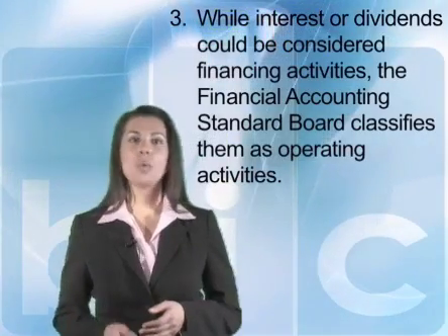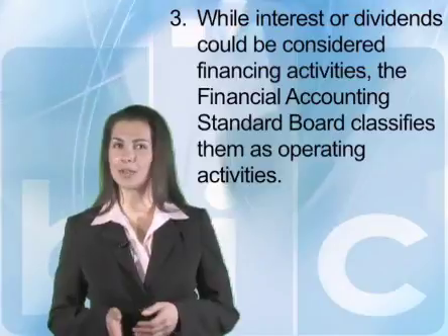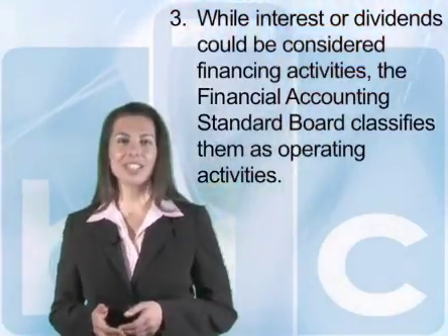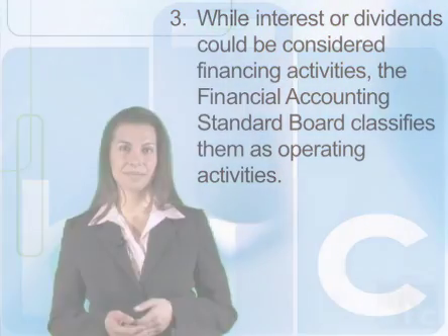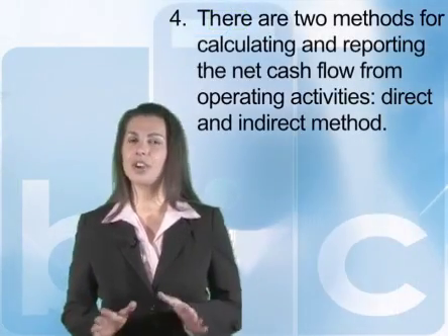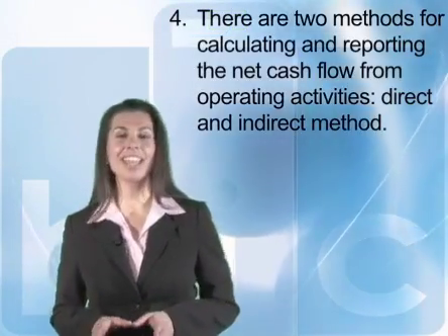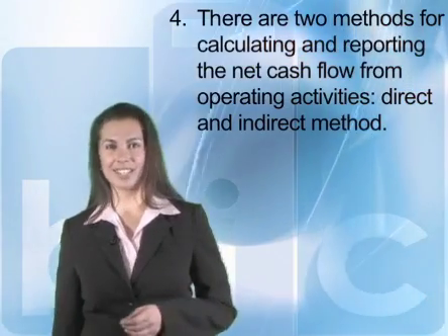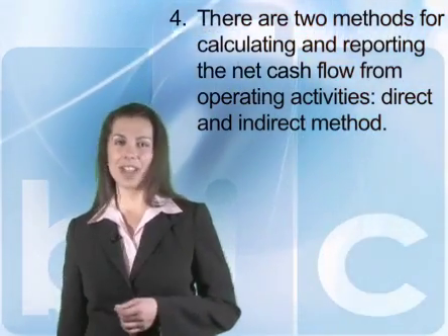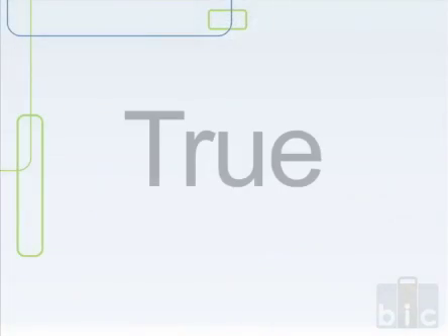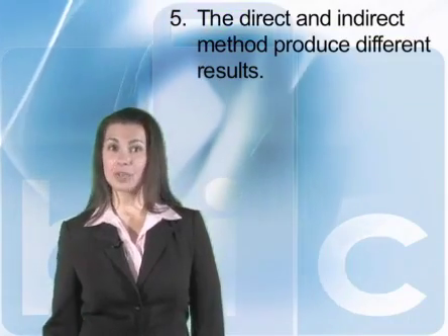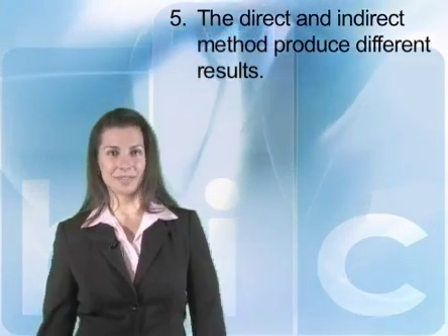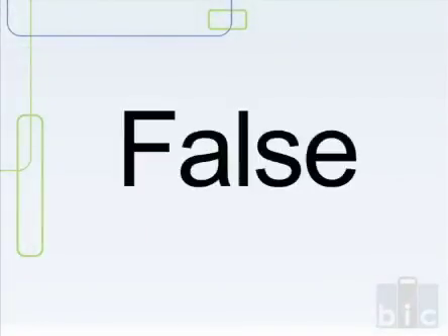3. While interest or dividends could be considered financing activities, the Financial Accounting Standard Board classifies them as operating activities. True. 4. There are two methods for calculating and reporting the net cash flow from operating activities: direct and indirect method. True. 5. The direct and indirect method produce different results. False.